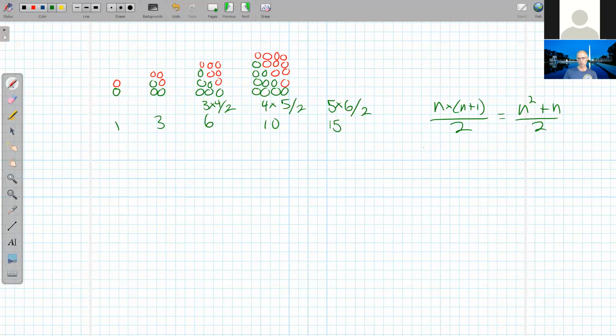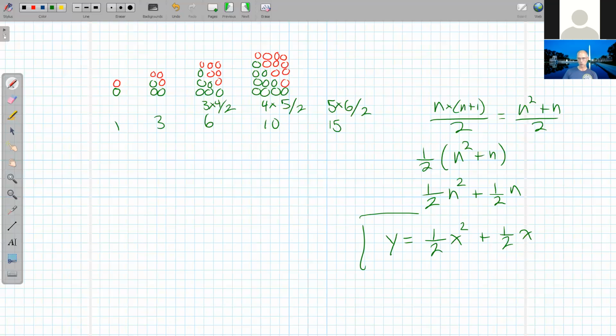Or I could have even more fun with my algebra. I could put a 1/2 out front of n squared plus n, and then distribute, and I have 1/2 n squared plus 1/2 n, which you probably saw in a previous math class, but it looked more like this: 1/2 x squared plus 1/2 x, and maybe there was a y out front.